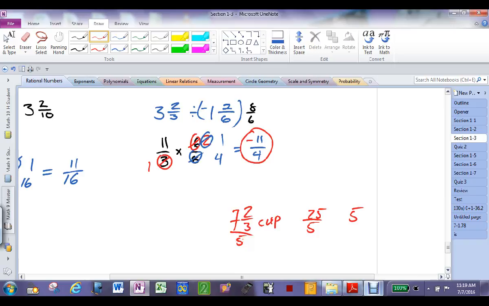Would you change it to different? Of course you would. Yep, you would do 23 over 3 times 1 over 5. And that would tell you how many cups you would need to do that for your family.